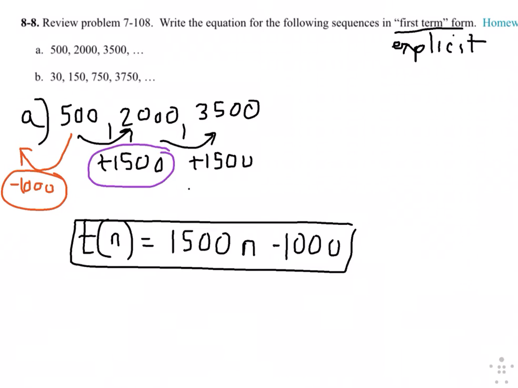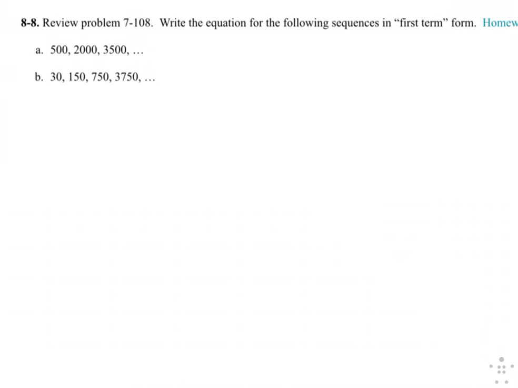The next one for 8.8 is B, and let me make space. So for B, we could see that, I have space here. We're multiplying times 5 times 5 times 5, right? Okay. So that means to find this imaginary 0th term, I divide by 5. So 30 divided by 5 is 6, right? So there's the imaginary 0th term. And here's my multiplier.